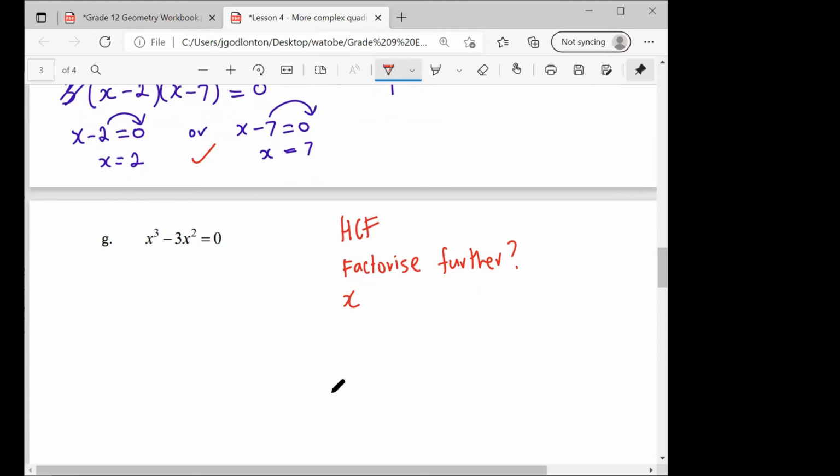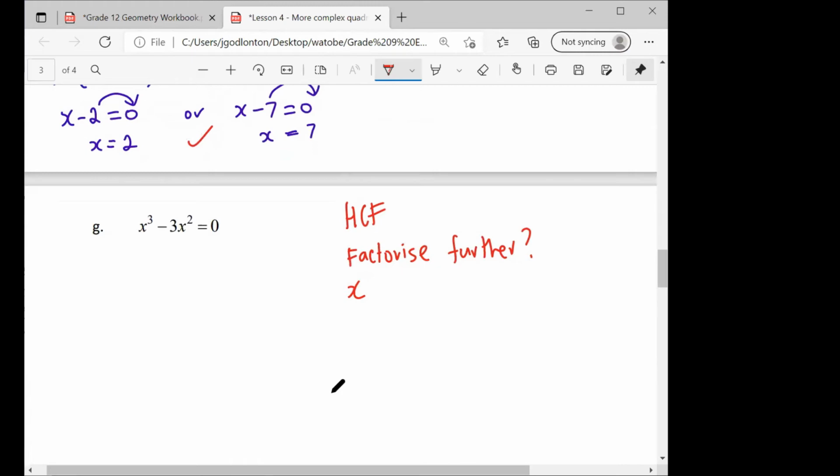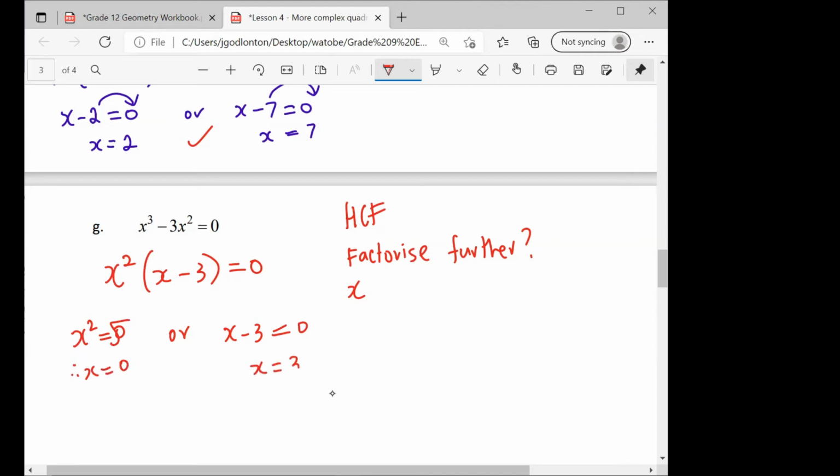So I'm going to help you a little bit here because I was being nasty with a cubic, even though I'm going to be nasty in our next question as well. It's because I'm going to help you here and then I'm not going to help you later. That's how I roll. So I'm going to take out a highest common factor of x squared because x squared can go into both of those. And I'm going to be left with x minus 3 is equal to 0. And so now I'm left with x squared is equal to 0 or x minus 3 is equal to 0. And if x squared equals 0, if I square root 0, I'm just going to get 0. So therefore, x is 0 or x is 3.